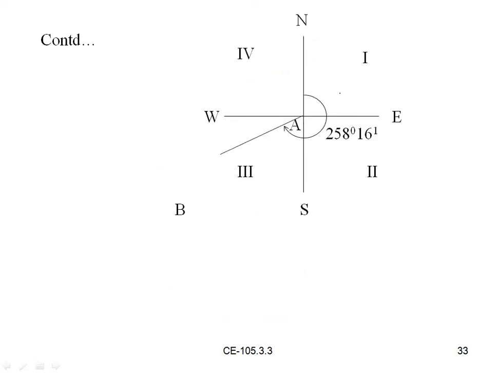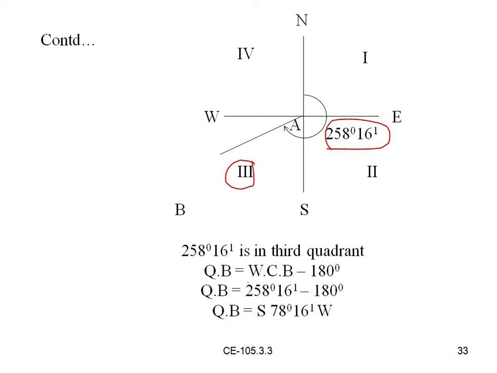Now let us see the 258 degrees 16 minutes. So this is in the third quadrant. So what is the formula now? Quadrantal bearing is equal to whole circle bearing minus 180 degrees. How much value will we get? South 78 degrees 16 minutes west.